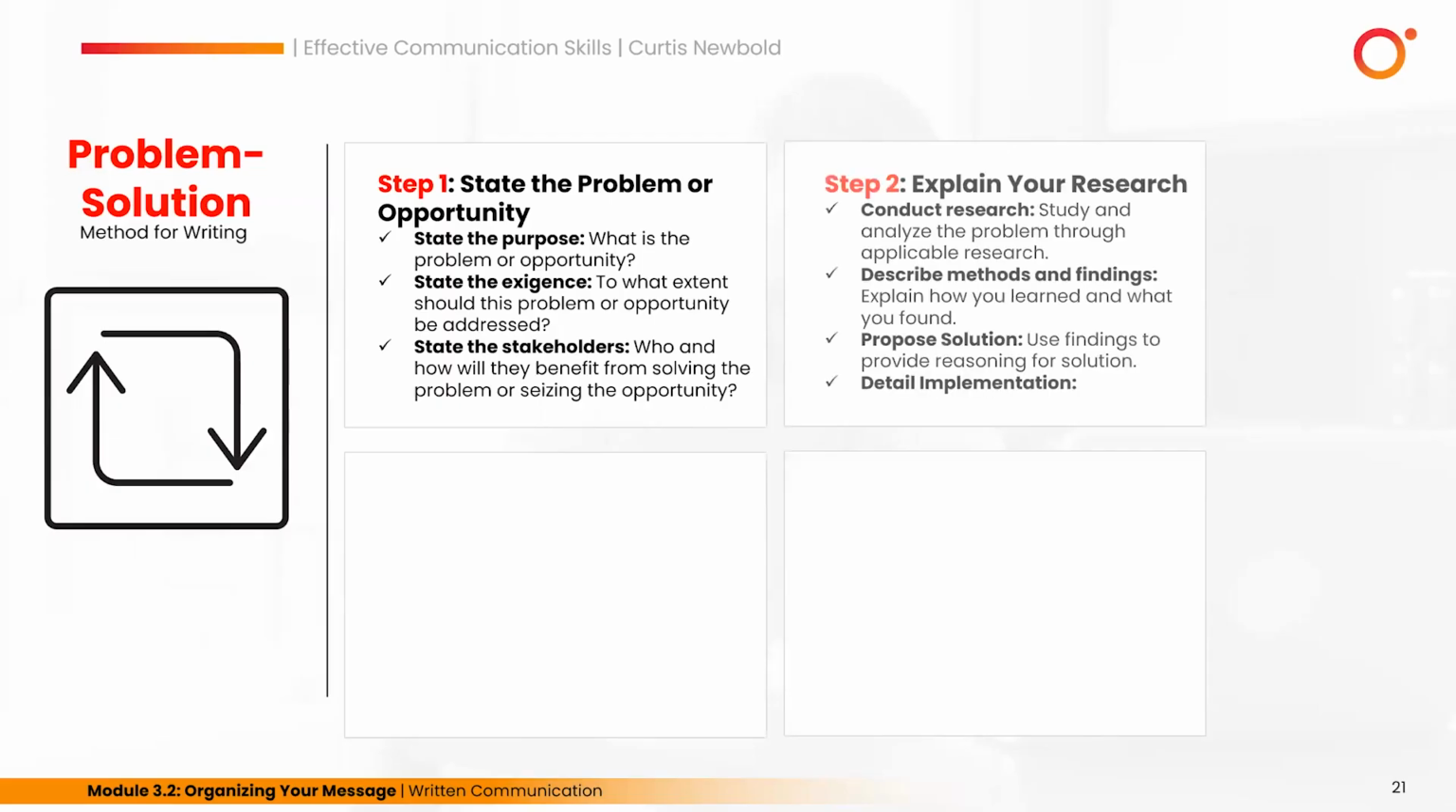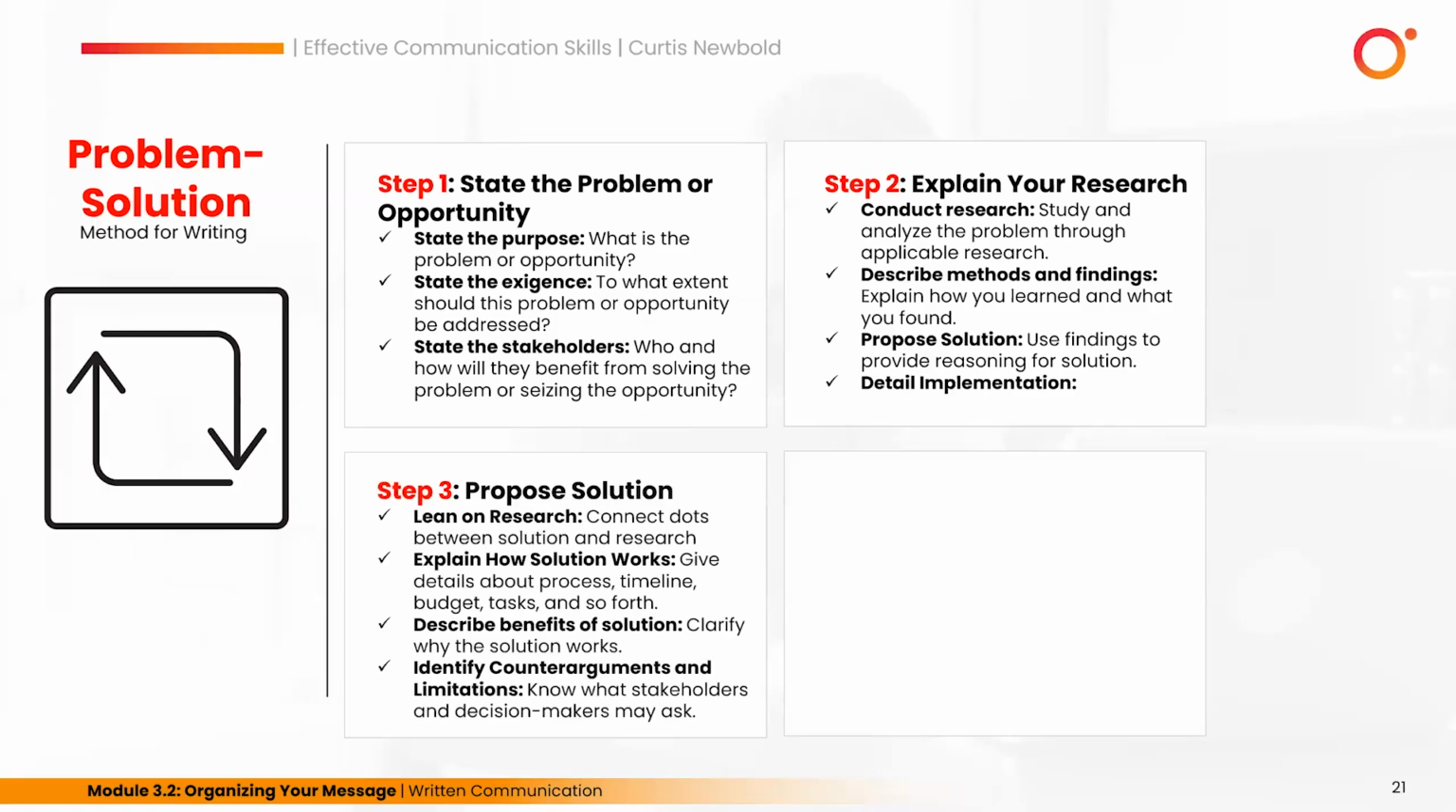That's why we go step by step. So then step 2, you're going to explain your research. Conduct that research, study and analyze the problem through applicable research, then describe your methods and findings. Explain how you learned and what you found. And then you're going to propose a solution. Use your findings to provide reasonings for that solution. And then you'll detail your implementation.